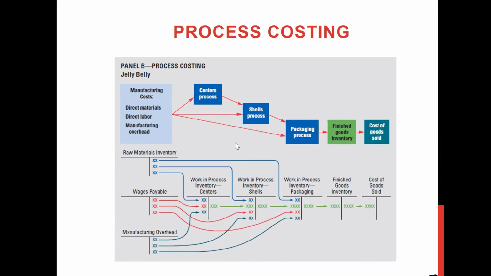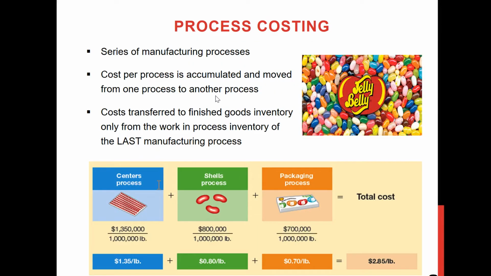On the other hand, the company that is using process costing system will be calculating these three types of costs for every processing department. For example, here you will see they have several processing departments and they're going to calculate the costs for every processing department. Now we will take one example.